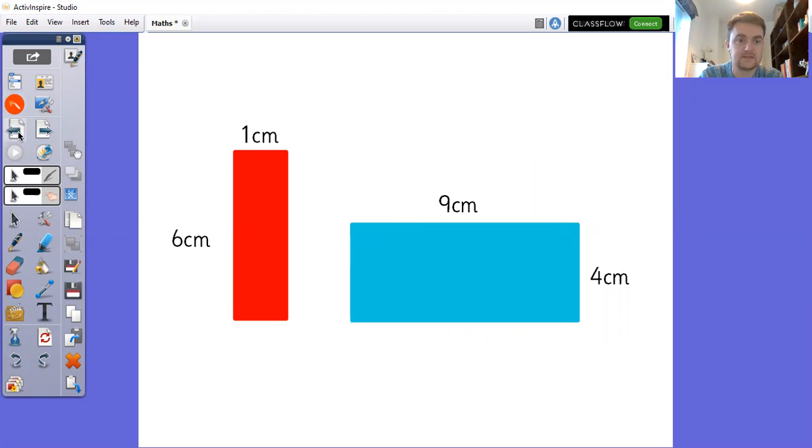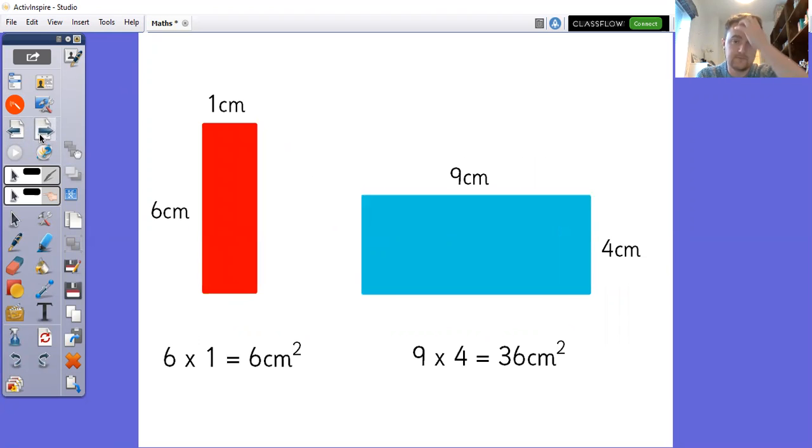Okay, so let's have a look and see how you guys got on. So for the red rectangle, I know that 6 times 1 is 6 centimeters. I also know it's centimeters squared because we're calculating the area. I know that 9 times 4 is 36. So 9 centimeters times 4 centimeters will give me 36 centimeters squared.